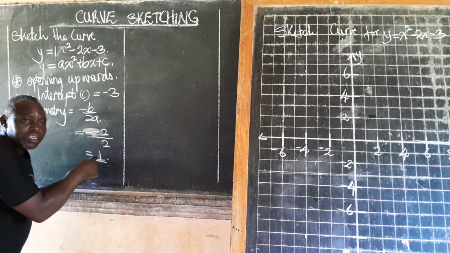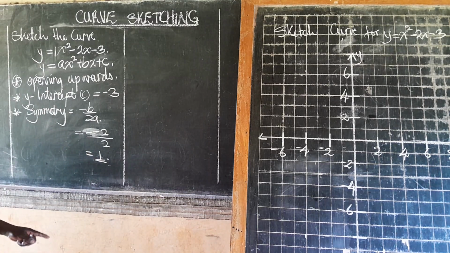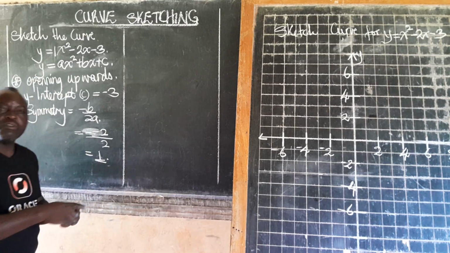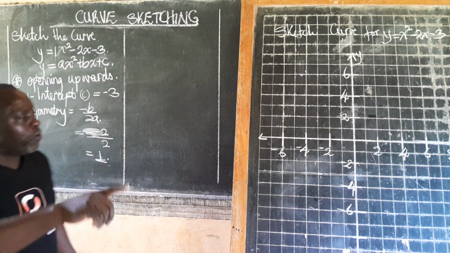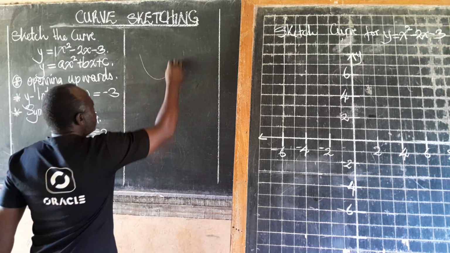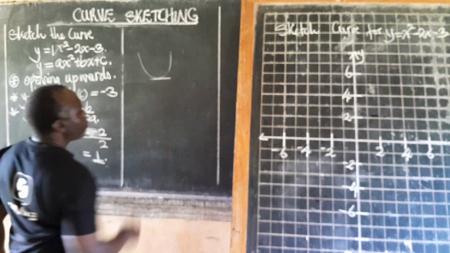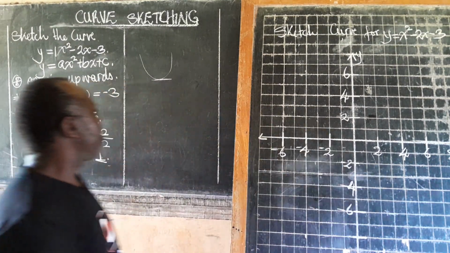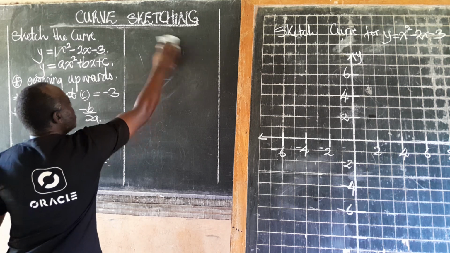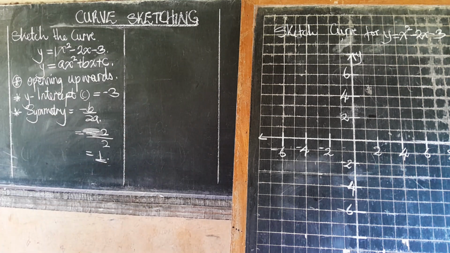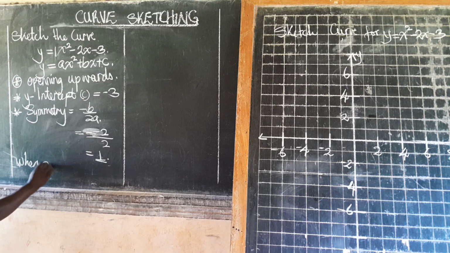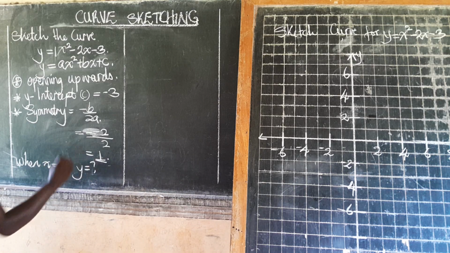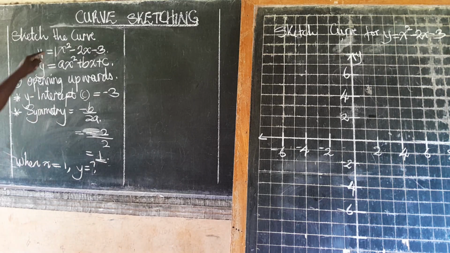Now if the x coordinate is 1, then we have to ask ourselves, what's going to be the turning point? When it opens upwards like this, it means that down here is the minimum point. Now, if it's the minimum point, can we determine what the minimum point is? When x equals 1, what does y equal? We are going to go back here.